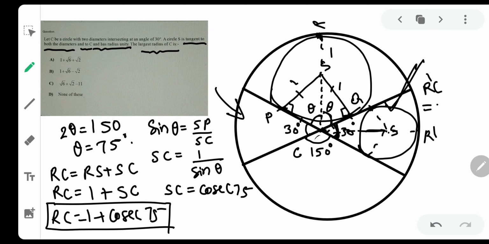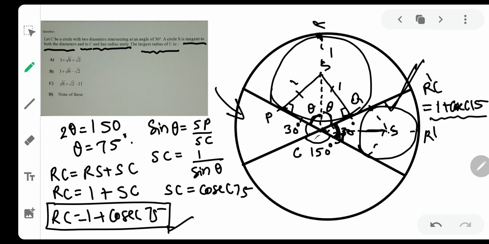R dash C case will be exactly same. Do you agree? 1 plus cosec, what will be the angle? This 30 will be divided, cosec 15. Okay, so there are two possible cases. Over here the theta was 75 and over here the theta is 15. So over here the answer is 1 plus cosec 15 and over here the answer is 1 plus cosec 75.